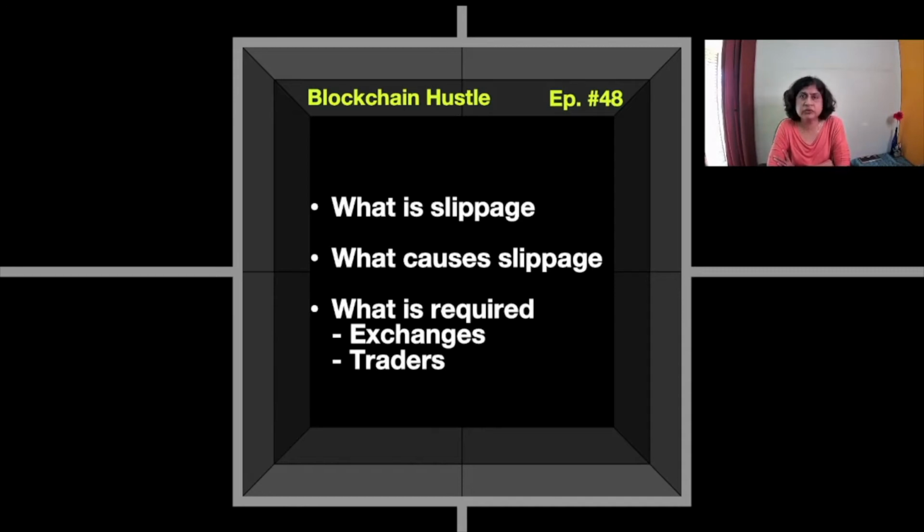Now we come to what is required to address slippage. Slippage, as you see, is something which is not desired. Nobody wants to place an order at a certain market price and see it getting executed at a lower one. So we need to lower the slippage, and I look at it from the context of both exchanges and traders. Let's first start with the exchanges.